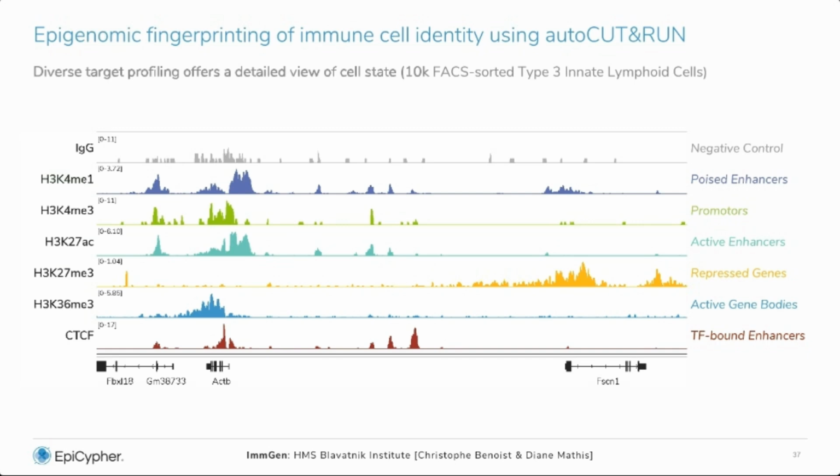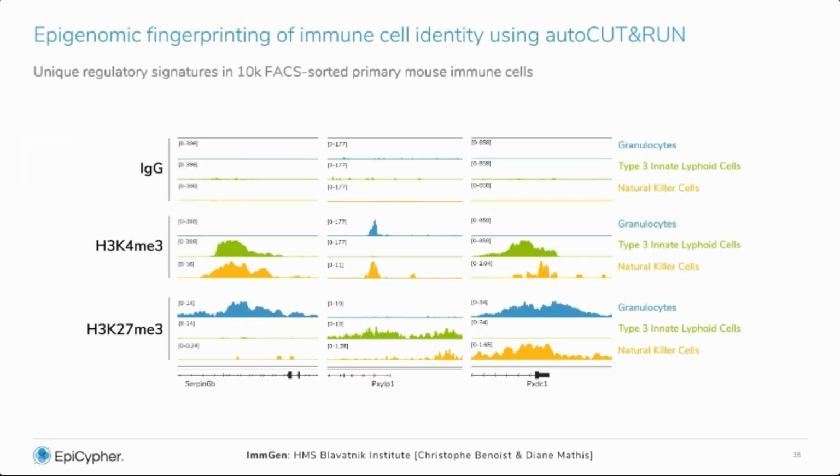So we were able to mark very diverse features with low numbers of starting cells and with high signal to noise. And so we're still in final data analysis right now. So hopefully over the next few months, we should be talking more about our overall findings here. But excitingly, we've already started to do what we call epigenomic fingerprinting. We've already started to see signatures that are associated with distinct cell types. So on the top is our IgG negative control.